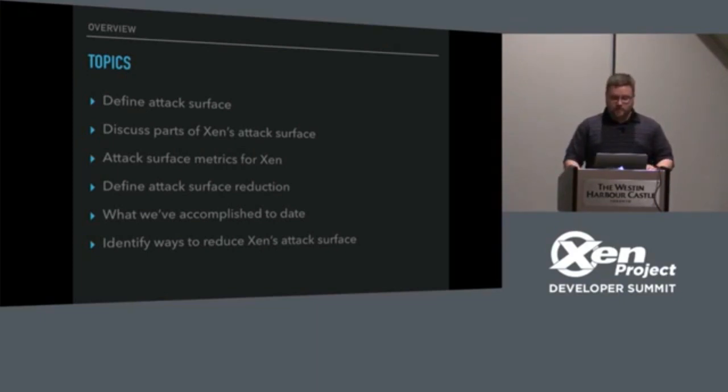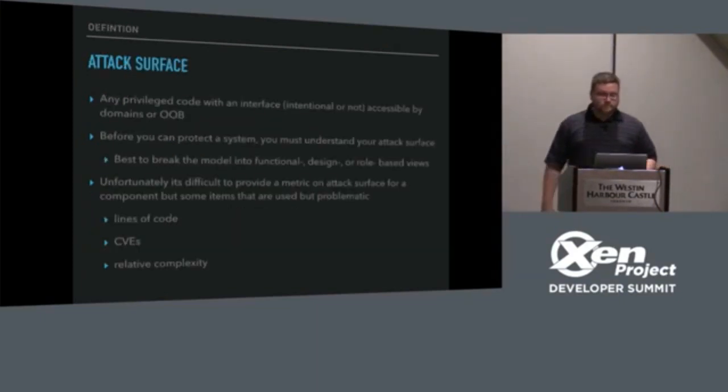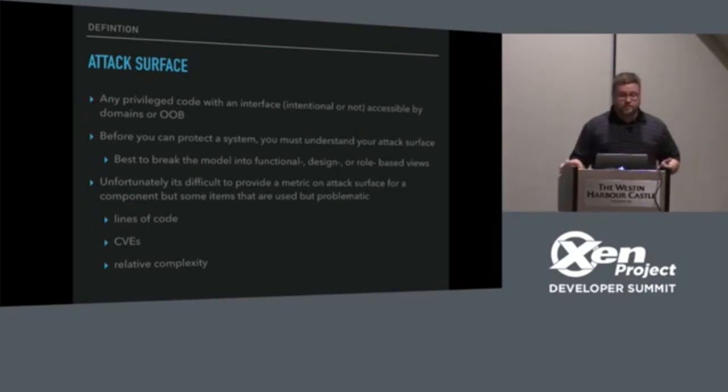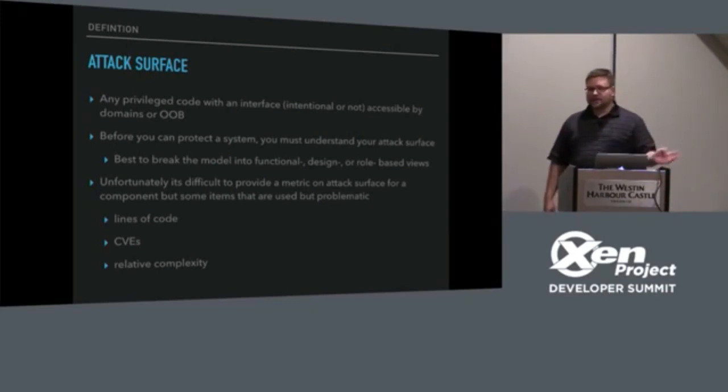how can we improve? So attack surface defined in the context of Xen is really any privileged code with an interface, intentional or not, that's accessible by domains or out of band. And I mean out of band like DMA and things like that.